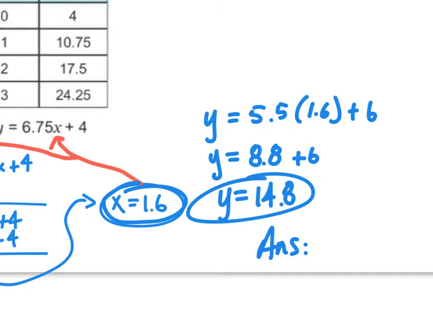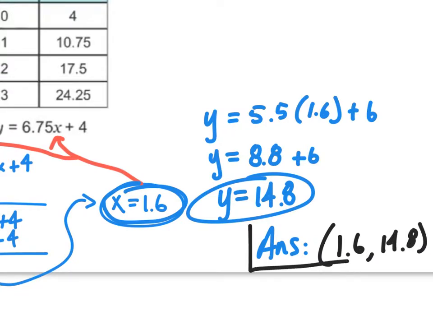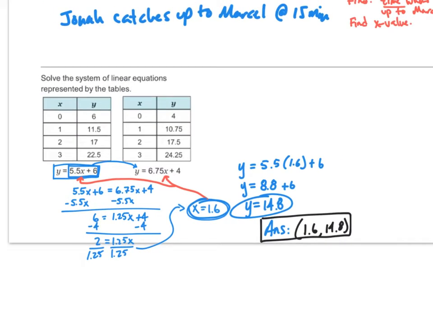And it needs to be written as a point, (1.6, 14.8). Okay, and that's it. All right, that's my answer. Now on something like this, where you're going, how do I know if I have done this correctly? One way to do it, and probably the best way, is to graph it. And I'm going to graph both of these in Desmos and see where they intersect.